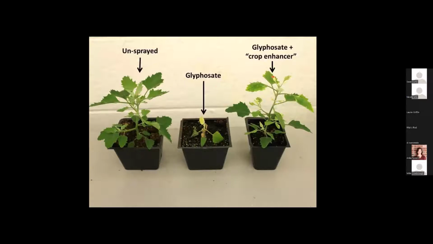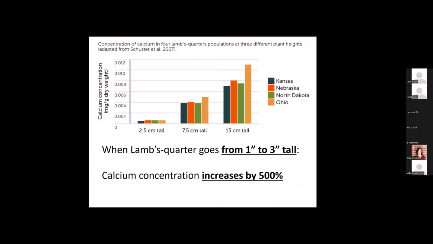And the only difference between these two plants was that we added a crop enhancer that contains a high proportion of a divalent cation, calcium. And the reason I show you this is that, of course, adding something like calcium to glyphosate clearly antagonizes. But in the natural environment, when we're looking at lamb's quarters, the same thing happens.